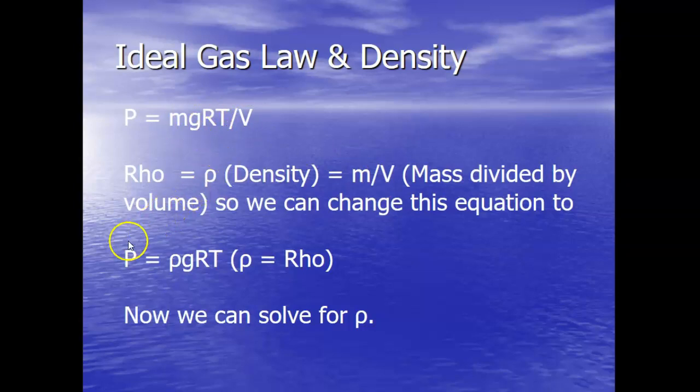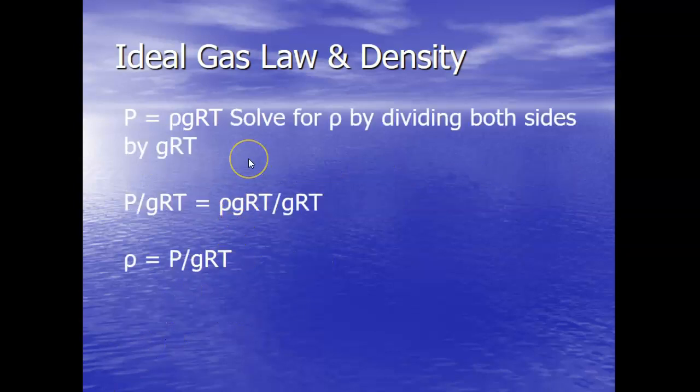So we can change it to pressure equals ρ times gravity times the gas constant times temperature. Now we can solve for rho. To solve for rho, we can divide each side of the equation by gravity times the gas constant times temperature. When we do that, it cancels out on the right side of the equation, leaving rho by itself. So we have rho equals pressure divided by gravity times the gas constant times temperature.